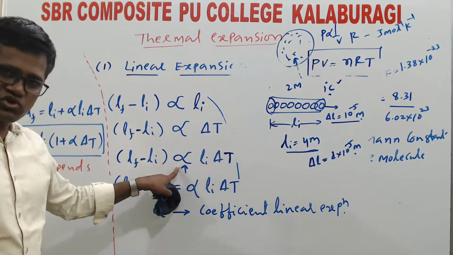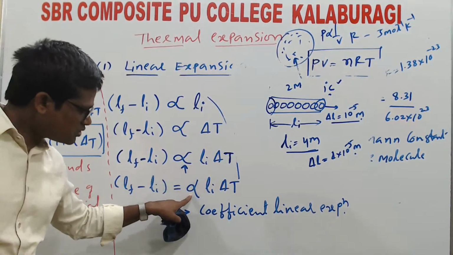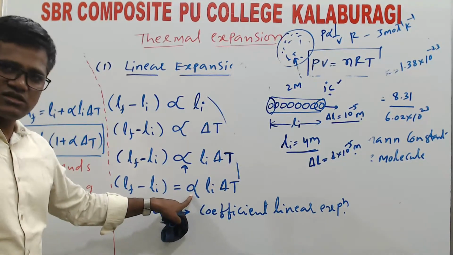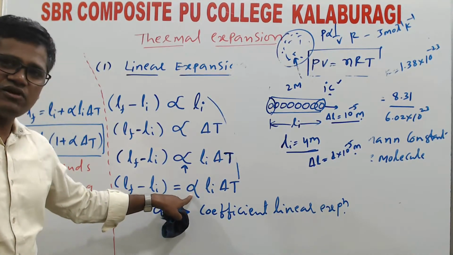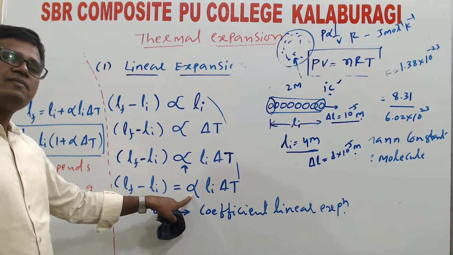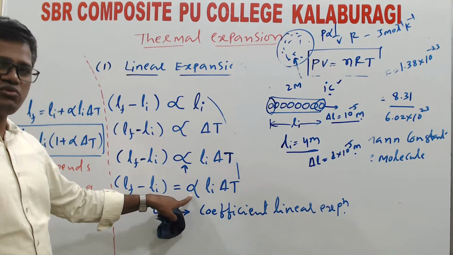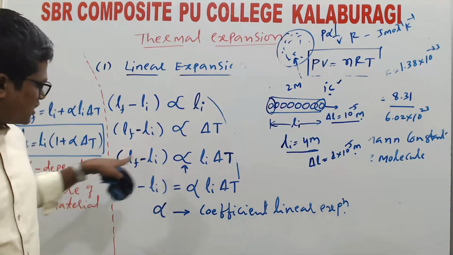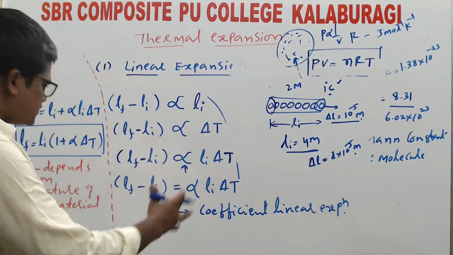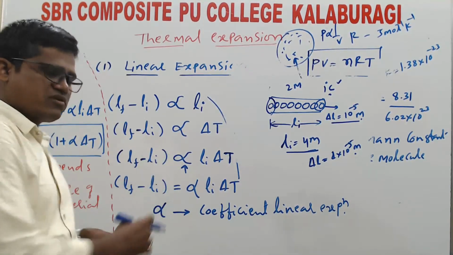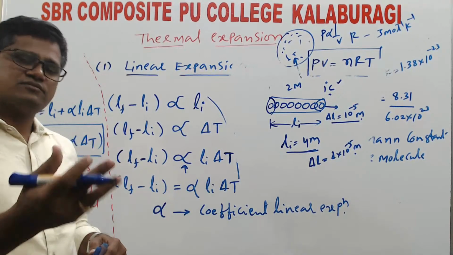If you remove the proportionality sign, there comes one more constant. This is an indicator of the nature of the material, which is also important. We will go into some more detail about it in the next class.